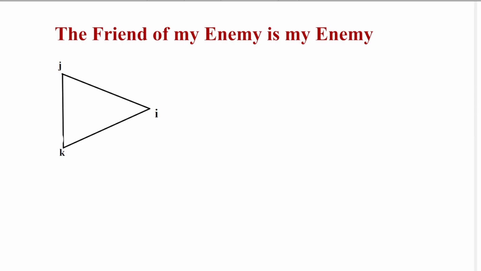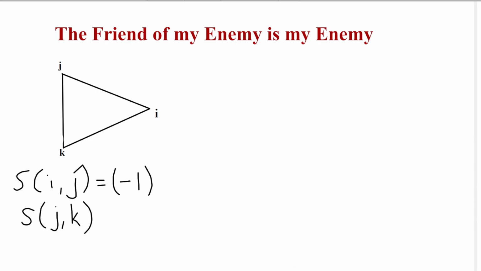Okay, so let us look at this other relationship whereby the friend of my enemy is my enemy. So suppose J is your enemy, and J at the same time is a friend of K. So in this case, the sign of IJ becomes a negative, and the sign of JK becomes a positive because they are friends. So here is a positive, and this is a negative. I just put it -1, -1.